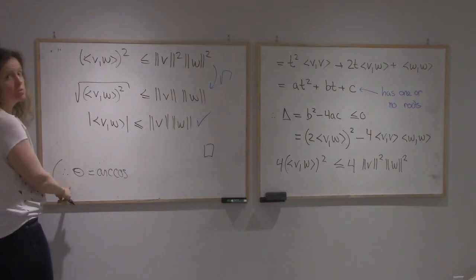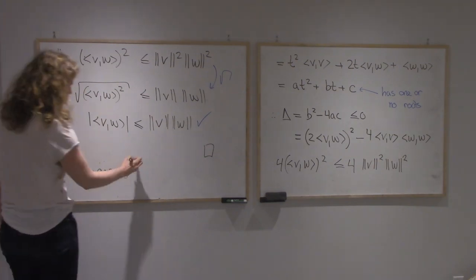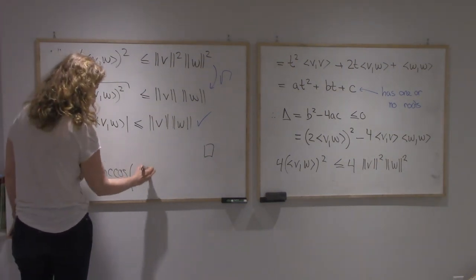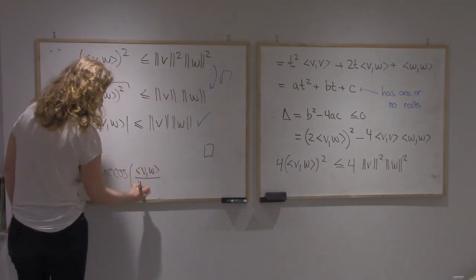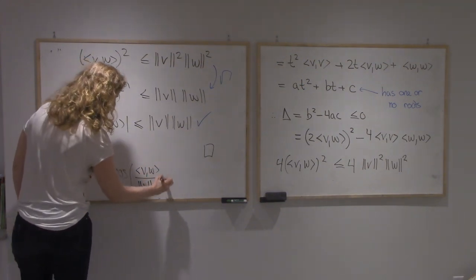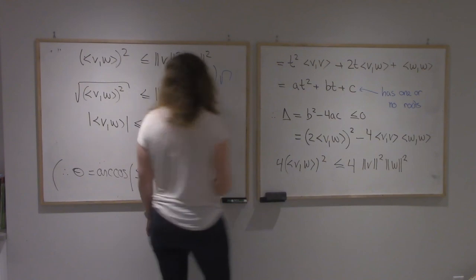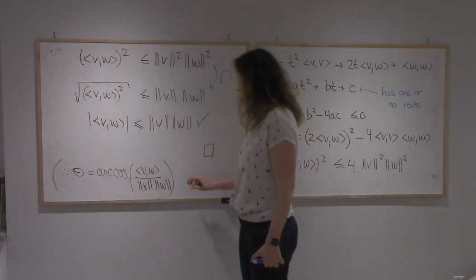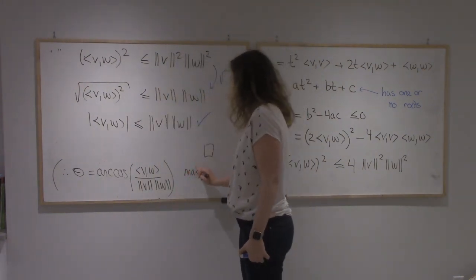And let me just remind you why we cared about this. It tells us that if we take our angle like we had in Euclidean space in Rn, this makes sense, it's defined.